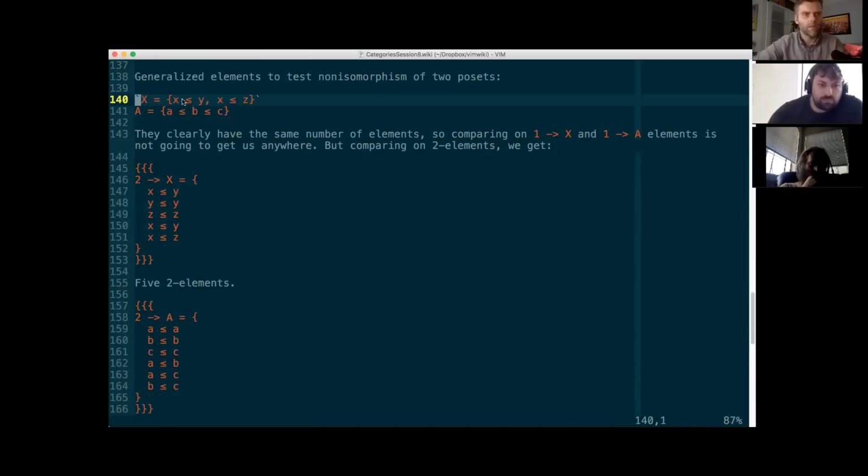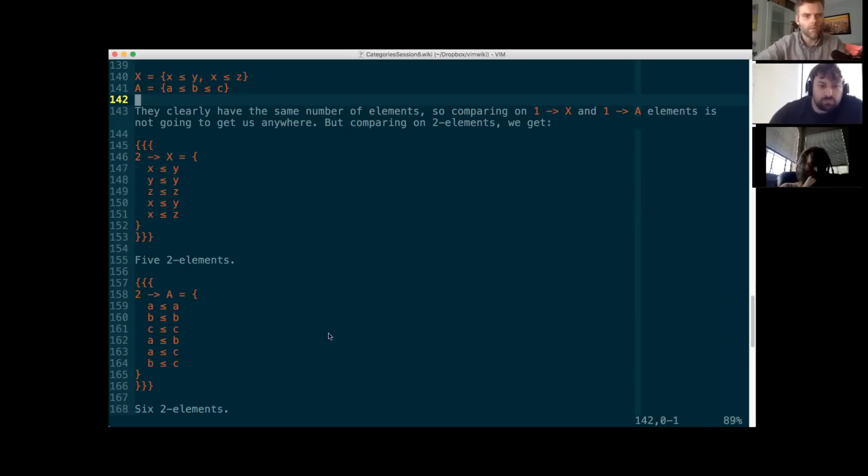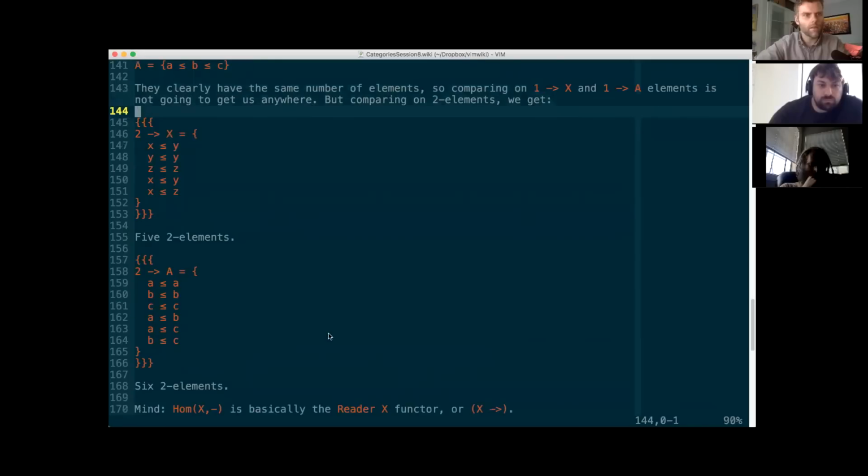Let's define X. And then for the set A, we get six two elements. Right? We get the identity on A, identity on B, identity on C, and then we get AB, AC, and BC. Right? So, oh, sorry, it's the other way around. So there are 5 two elements in X and 6 two elements in A.